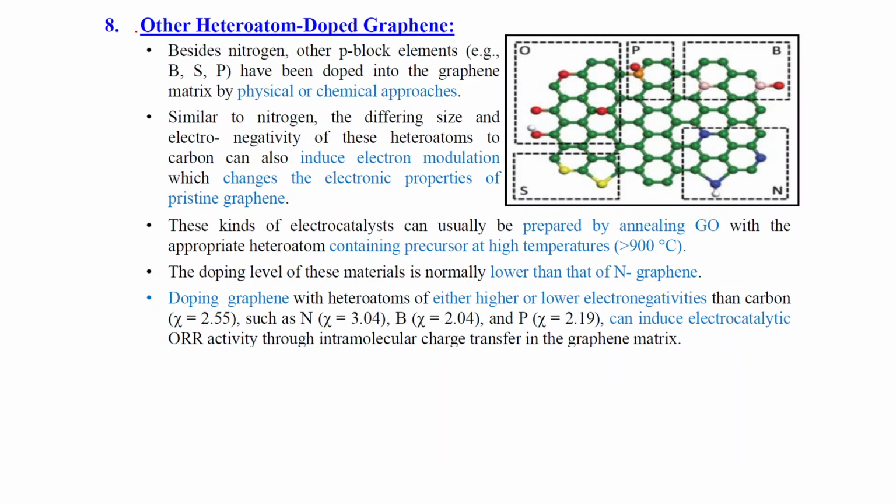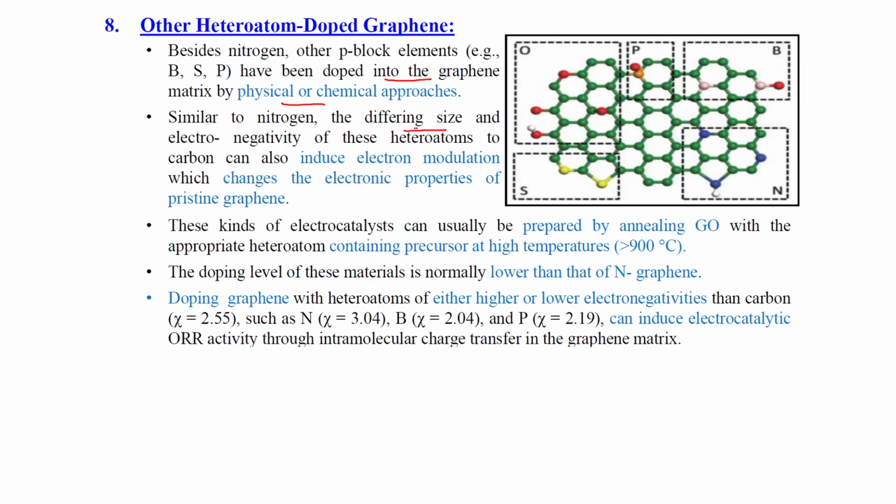Now another is the other heteroatom doped graphene. Nowadays people are exploring and experimenting with doping graphene with different heteroatoms to modify it and to improve its various properties. So beside nitrogen, other p block atoms such as boron, sulfur, then phosphorus have been doped into the graphene by physical or chemical approaches.